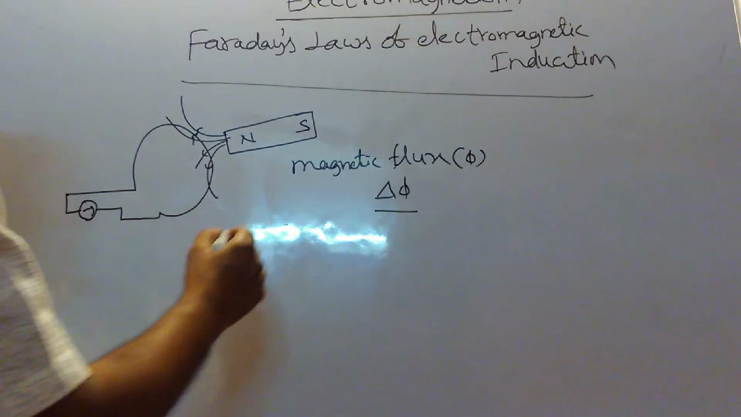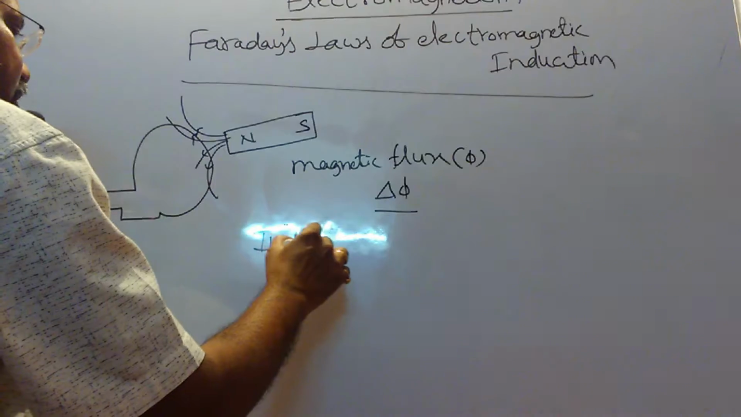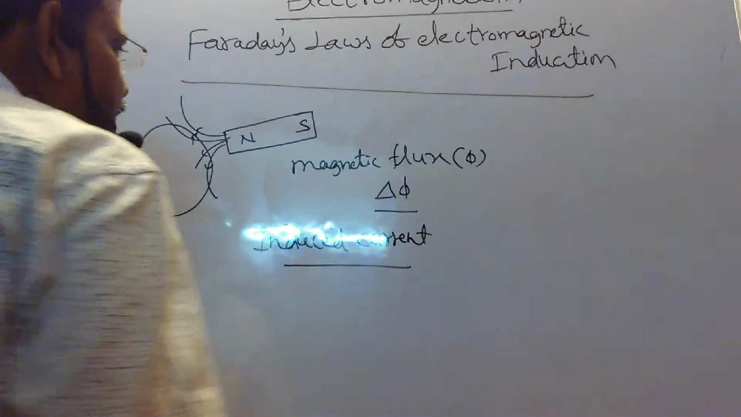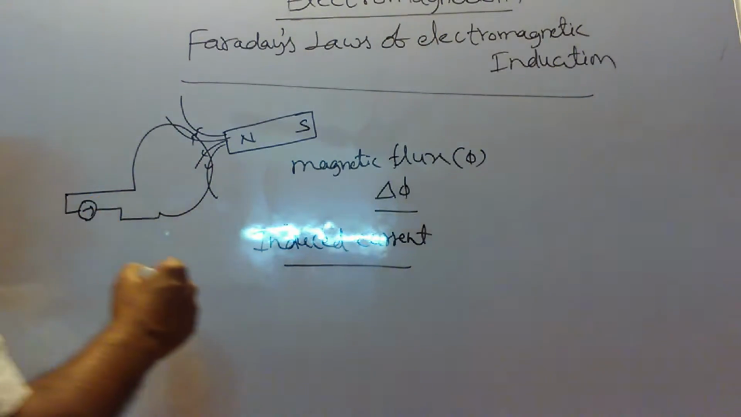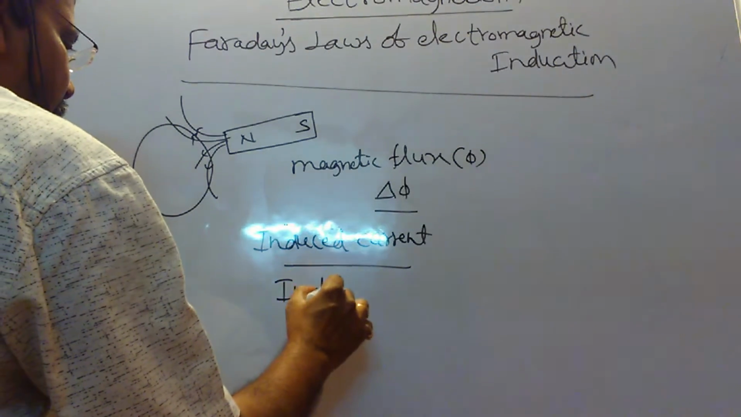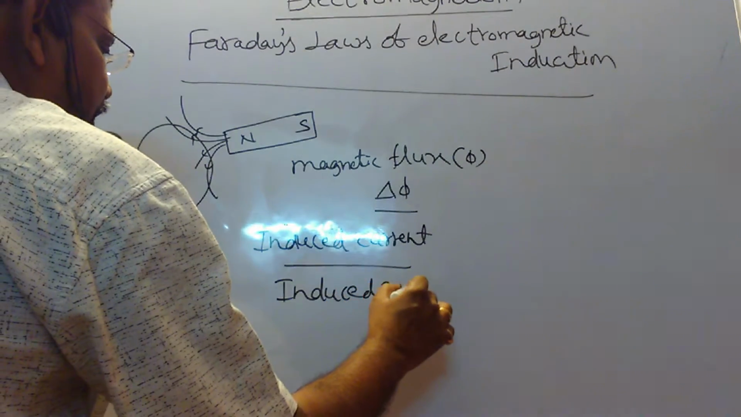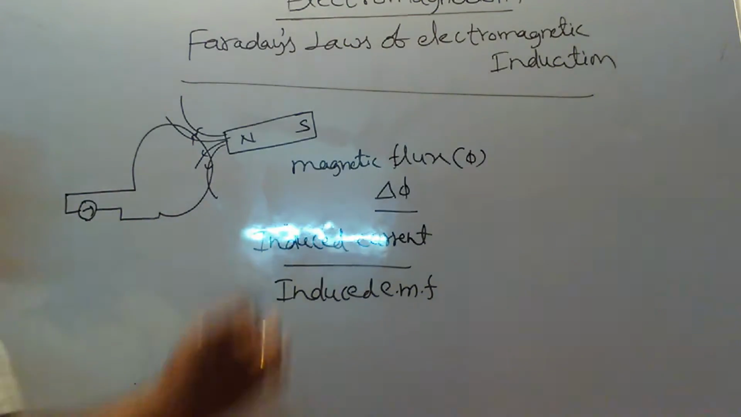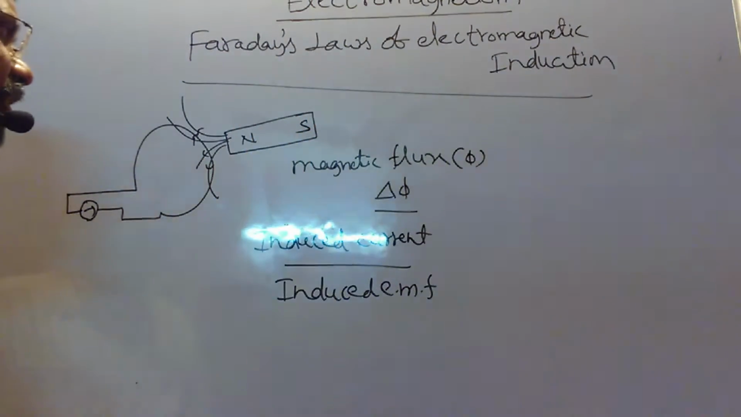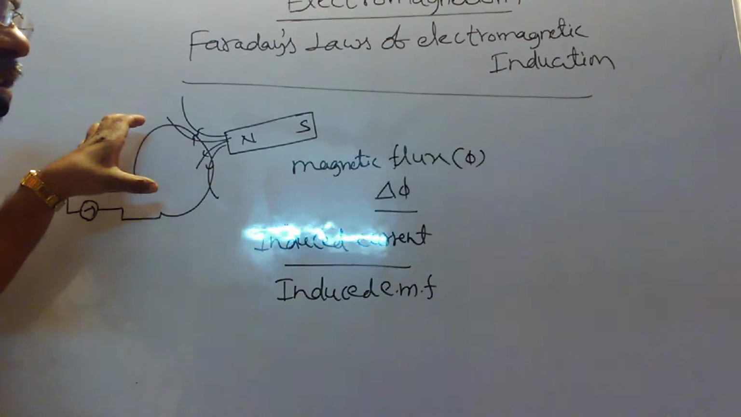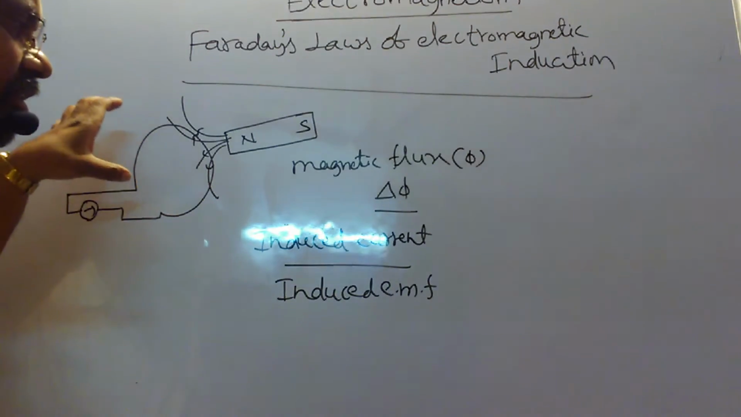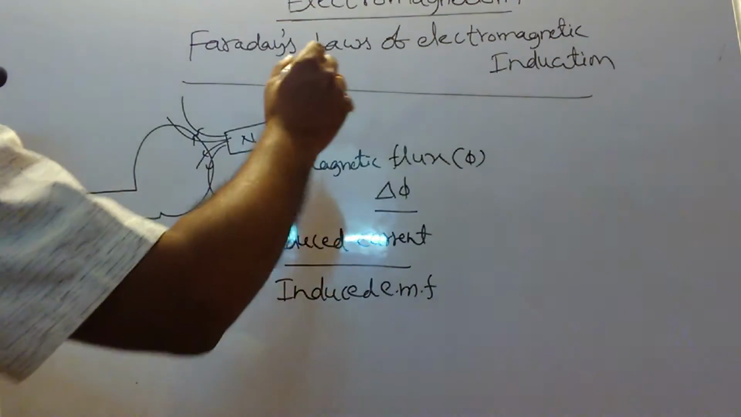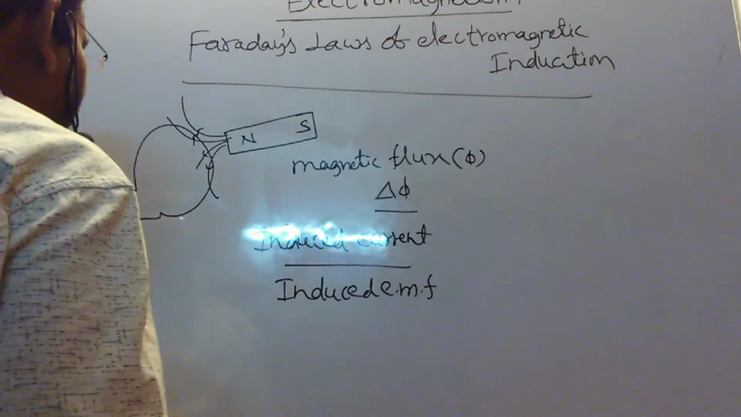The generated current is called induced current. The generated EMF is called induced EMF. EMF, we know, means electromotive force. So there must be some change in the magnetic flux. Then only in the coil, what is generated? Induced EMF is generated, and corresponding induced current is generated. So that is called what? Faraday's law of electromagnetic induction.